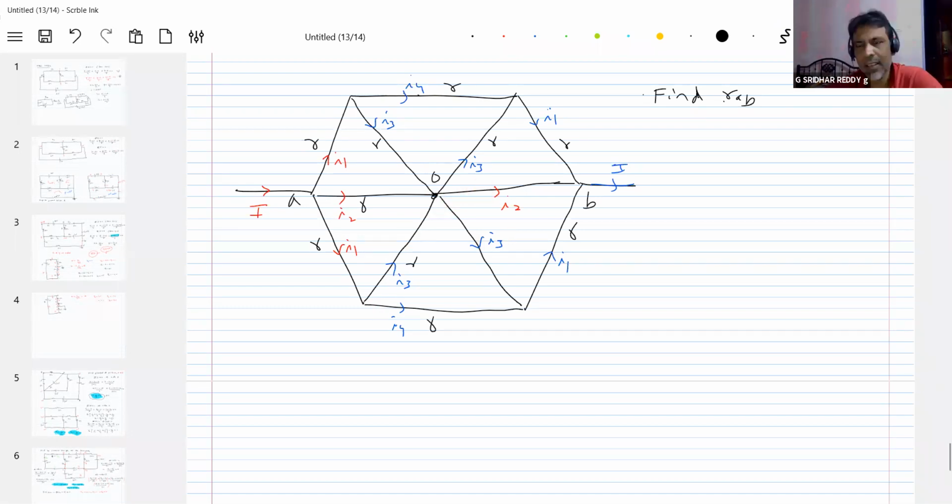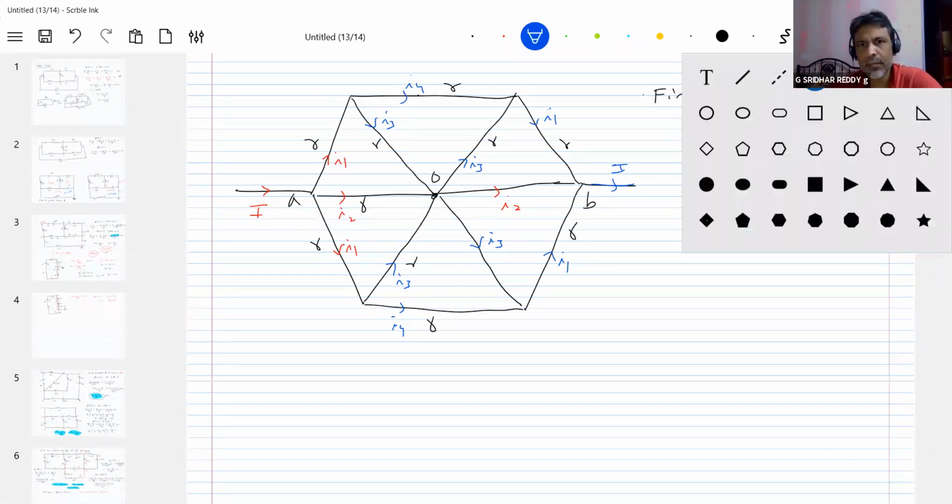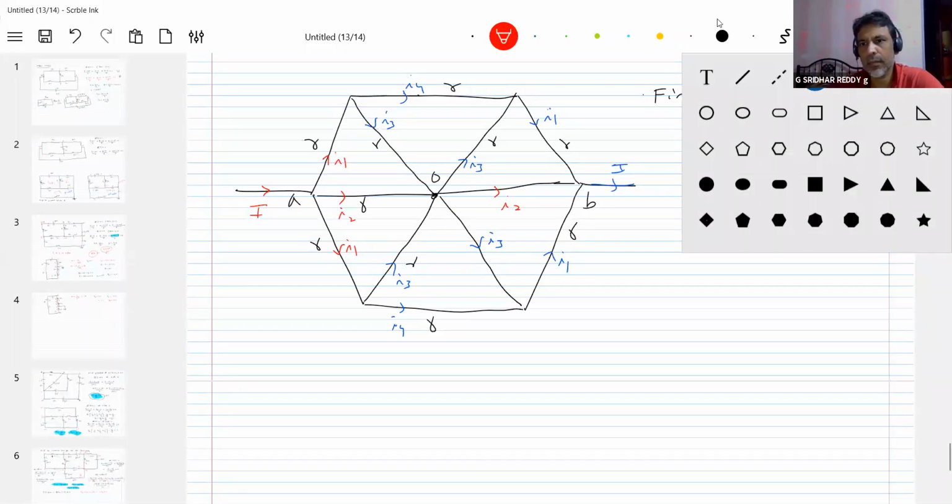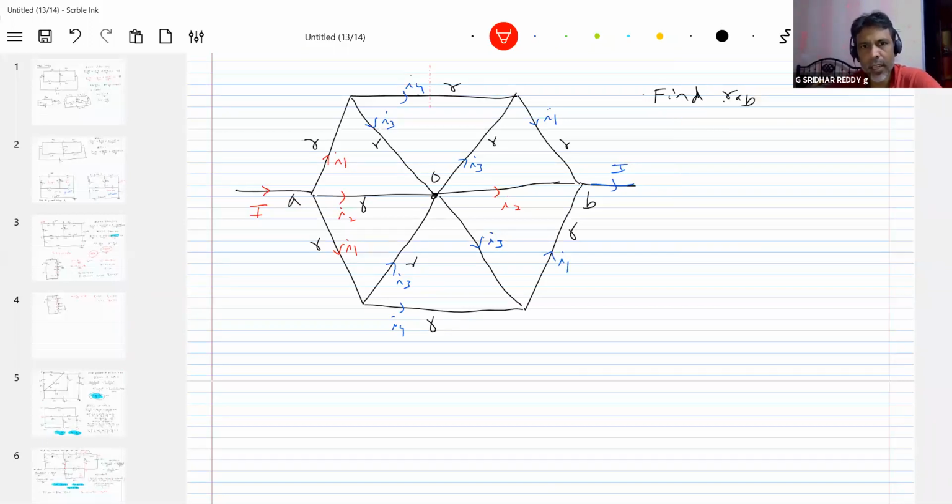So here, what is the method? I'll draw some line here. You can see the dotted line. Look at this particular dotted line. The current flows symmetrically, the circuit is symmetric, and that particular symmetric line passes through a junction. So what is the idea now? There's a theorem like this.